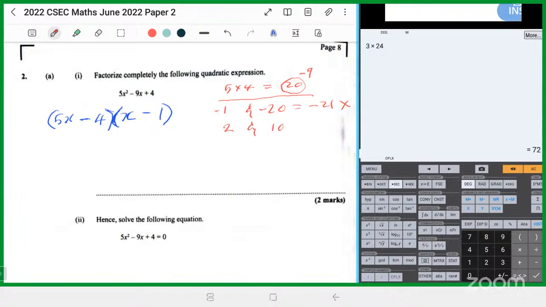2 and 10 will be the next 2 factors of 20. But you give both of them a negative sign, and when you add them, you're getting negative 12. So no, you don't want 12. So get to the next 2 factors of 20.